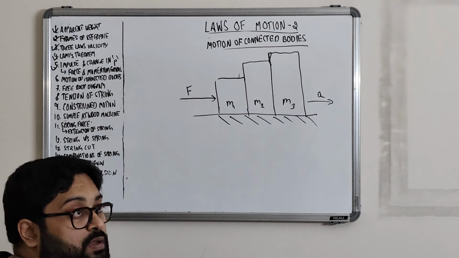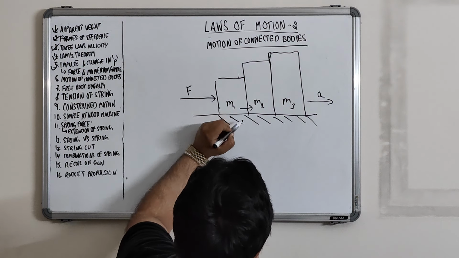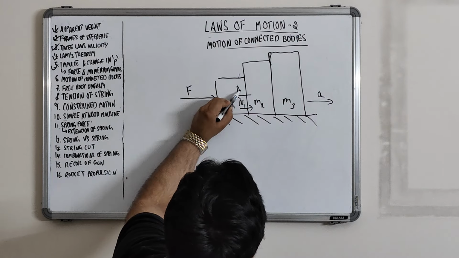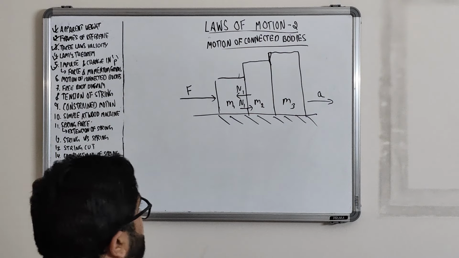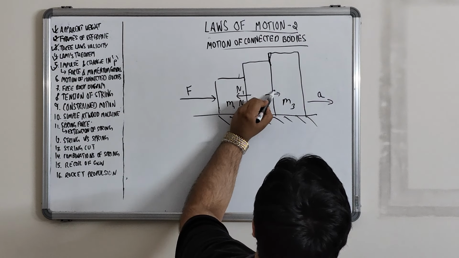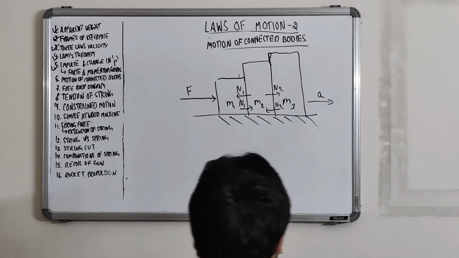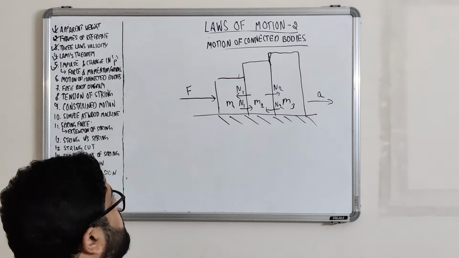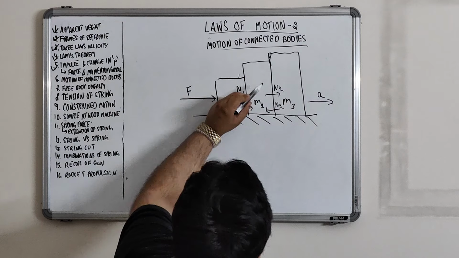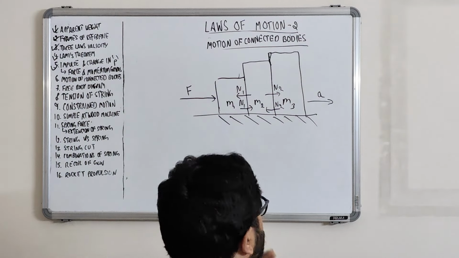Now m1 is applying some normal reaction n1 and m2 is applying this back. Similarly m2 is applying n2 and m3 is applying n2 back. So we cannot think about this right now. We'll just think about the edges kind of.